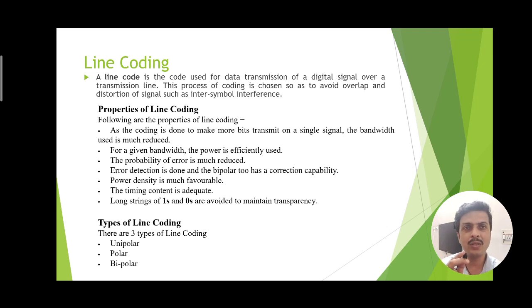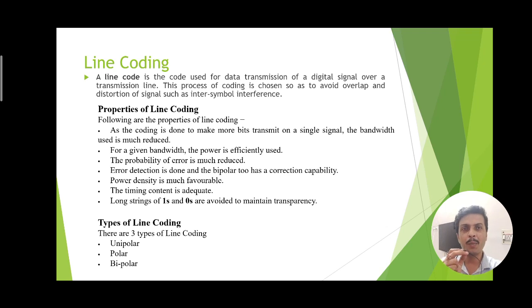So a line code is the code used for data transmission of a digital signal over a transmission line. This process of coding is chosen so as to avoid overlap and distortion of signals such as inter-symbol interference. Inter-symbol interference is one of the errors which occurs in digital communication transmission, where the adjacent symbols overlap with each other, and the actual magnitude information of the symbol is lost. Such an error is known as inter-symbol interference.